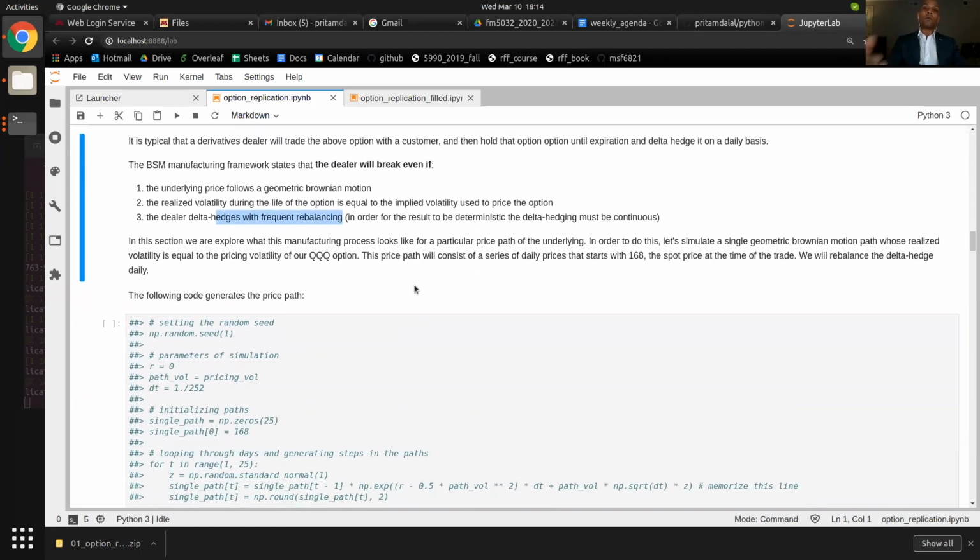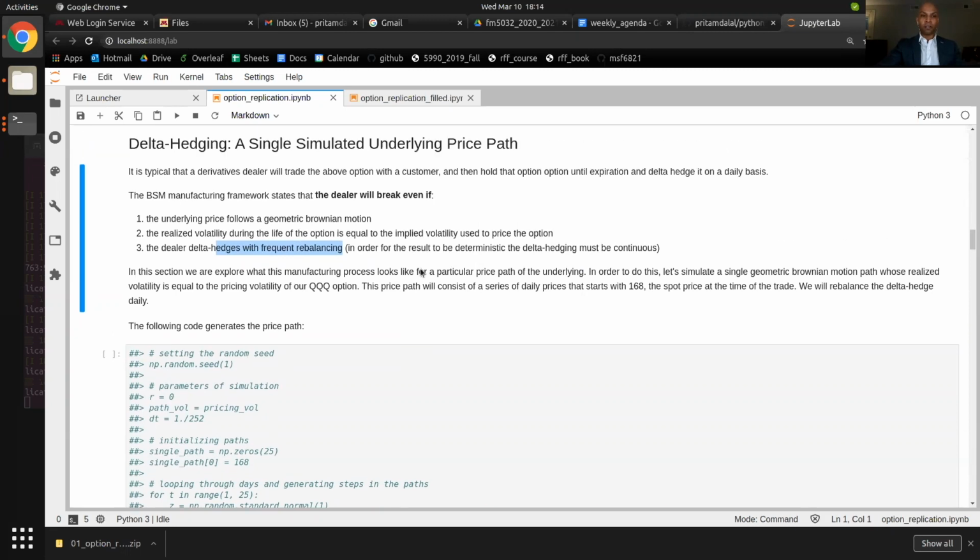So part of what we're doing here is you're going to see that when you're discretely delta hedging, even in the very plain vanilla Black-Scholes-Merton setup, there is still a huge amount of variability in discretely delta hedging, and it's not deterministic. But we'll see that in a little bit.